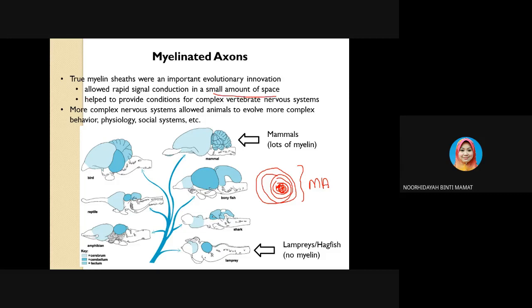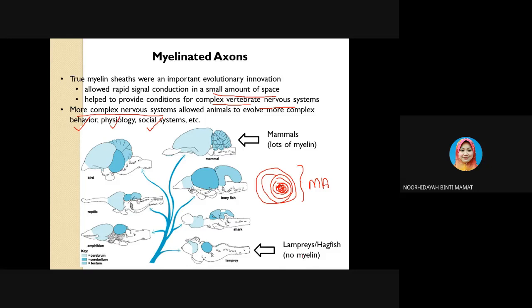The true myelin sheath is also important in helping to provide the conditions for a complex vertebrate nervous system. If the animal has a more complex nervous system, it allows the animal to evolve more complex behavior. It can also allow animals to evolve more complex physiology and social systems. That is why animals need complex nervous systems.